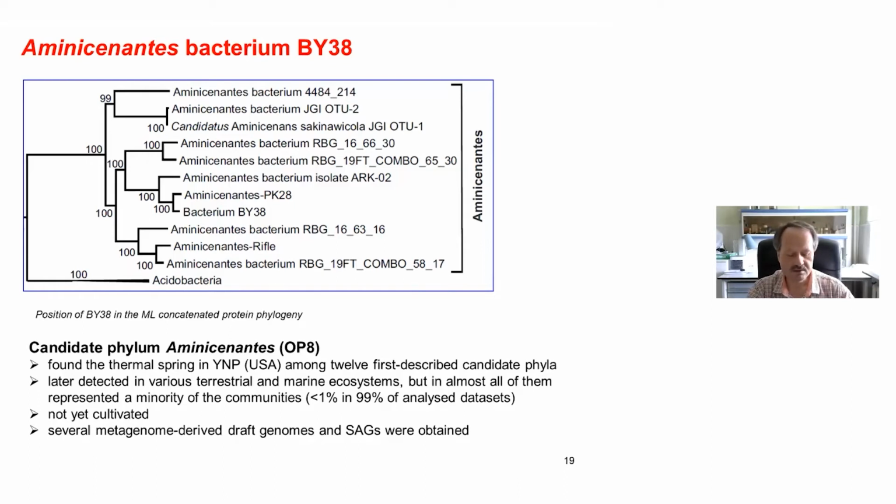According to genome analysis, Aminicenantes is a metabolically diverse group. Some members can use proteins and amino acids as a substrate. This is the reason for the name Aminicenantes. They ferment them under anaerobic conditions. In some genomes, the presence of an aerobic respiratory chain or the Wood-Ljungdahl pathway of carbon fixation was reported.